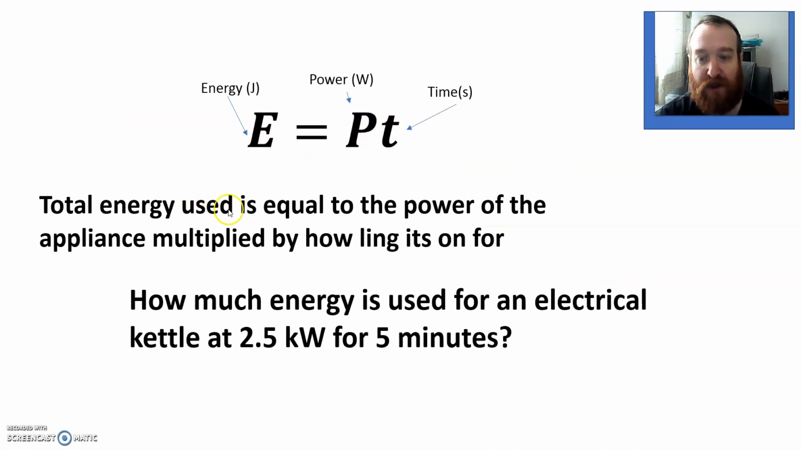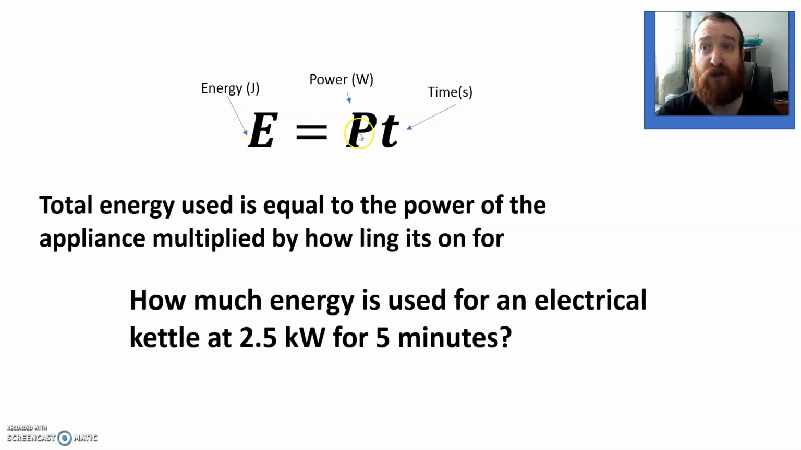The total energy used is equal to the power of the appliance multiplied by how long it is on for. Okay, so if I've got an appliance that uses some kind of power, and I use it for some length of time, if I times those things together, I get the energy used.